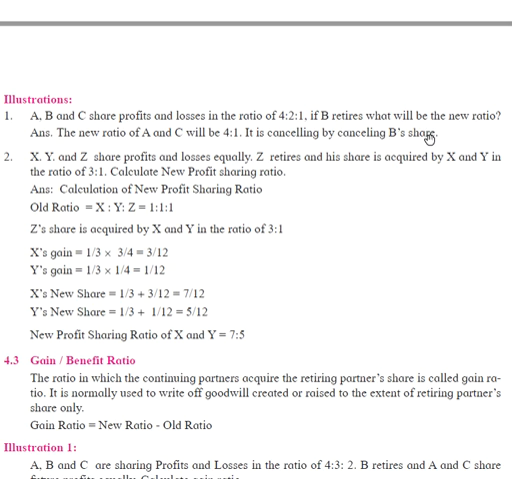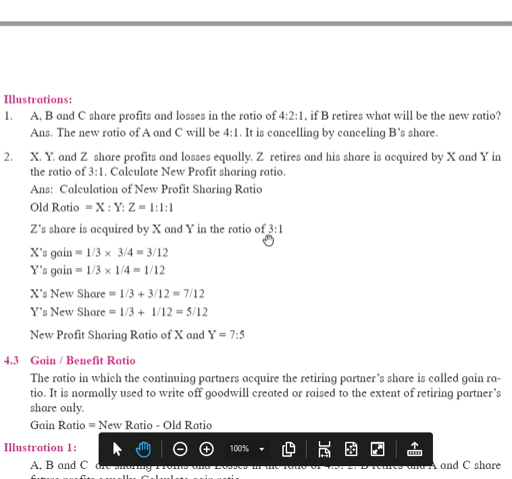And second one: X, Y and Z share profits and losses equally. Z retires and his share is acquired by X and Y in the ratio of 3 is to 1. Calculate the new profit sharing ratio. Answer: the old ratio of X, Y and Z is 1 is to 1 is to 1. Z's share is acquired by X and Y in the ratio of 3 is to 1.